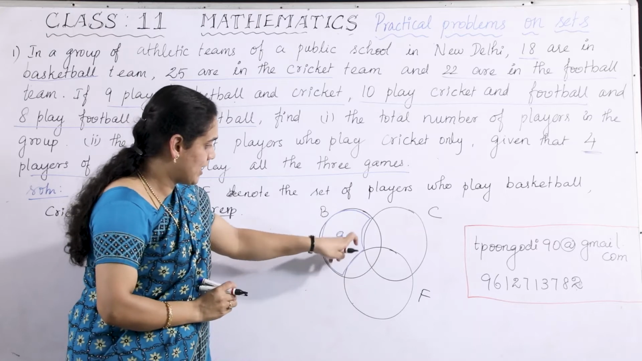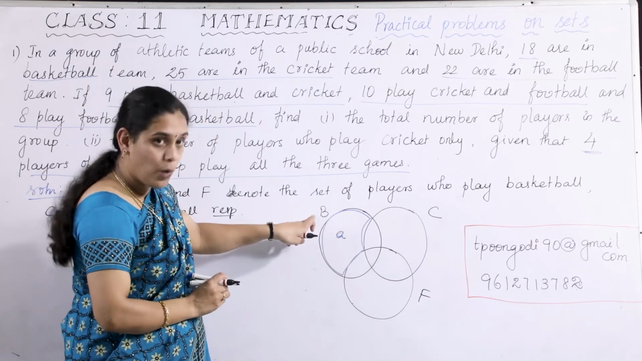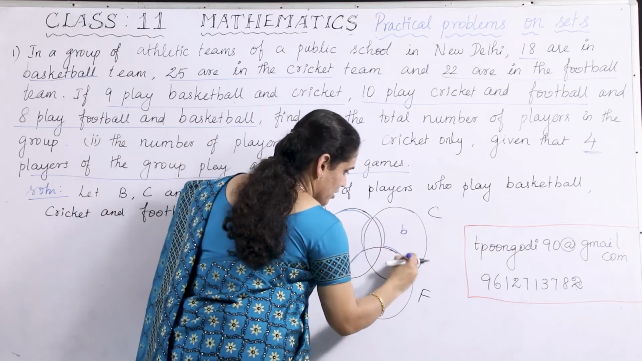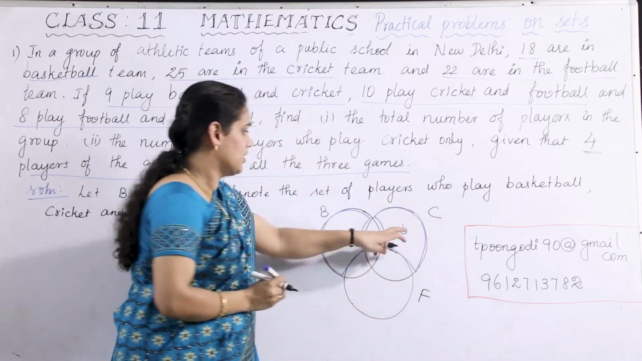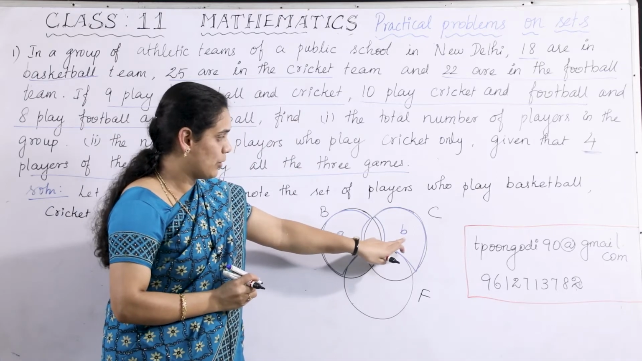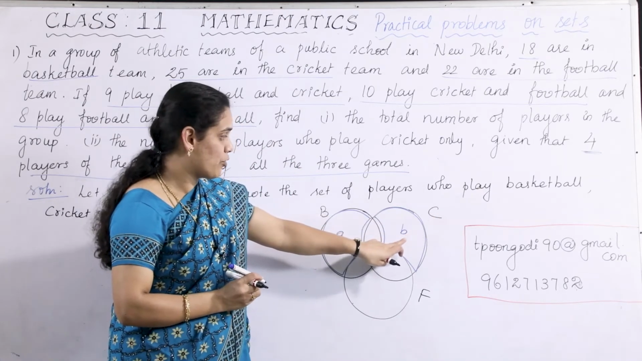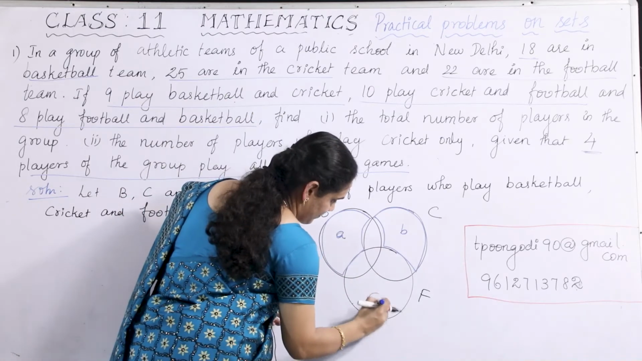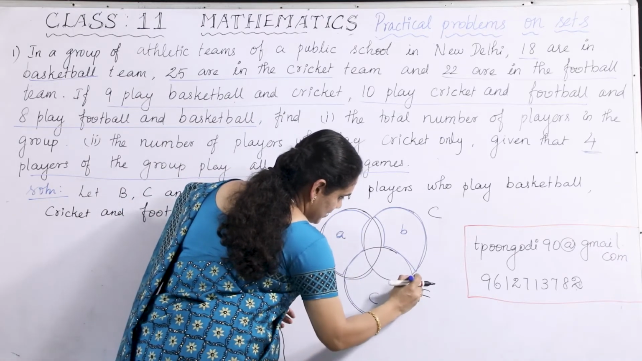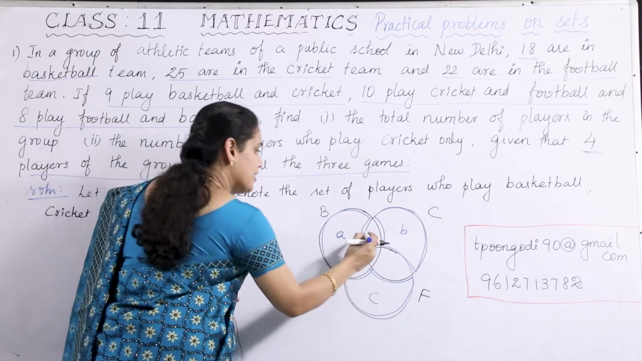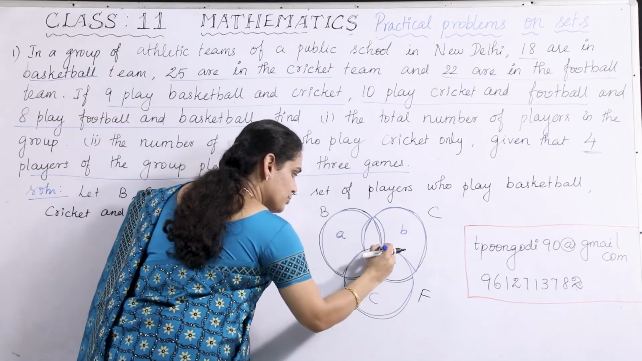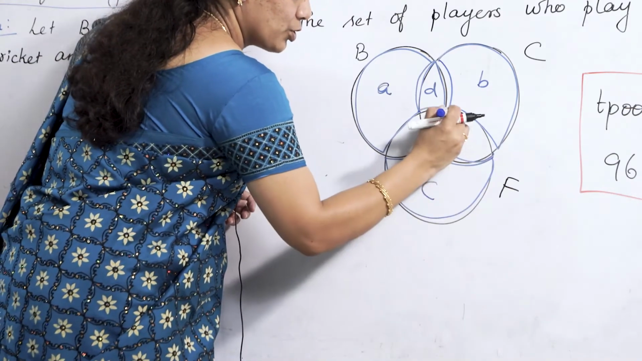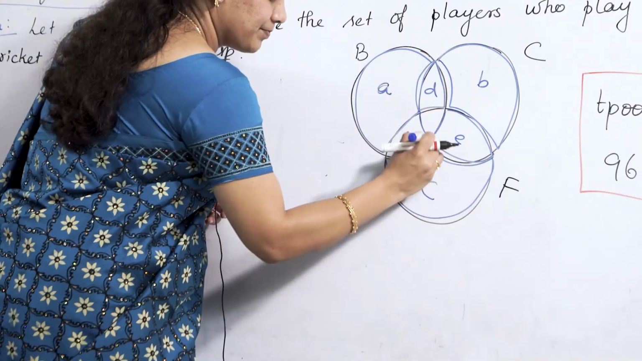So those who are here, this A is the number of players who play only basketball, and this one is B. Here, those who are here, they play only cricket. So B represents the number of players who play only cricket. Similarly, this one is C. Alright. And here again this portion, this portion is D, and this is E, and this is F.